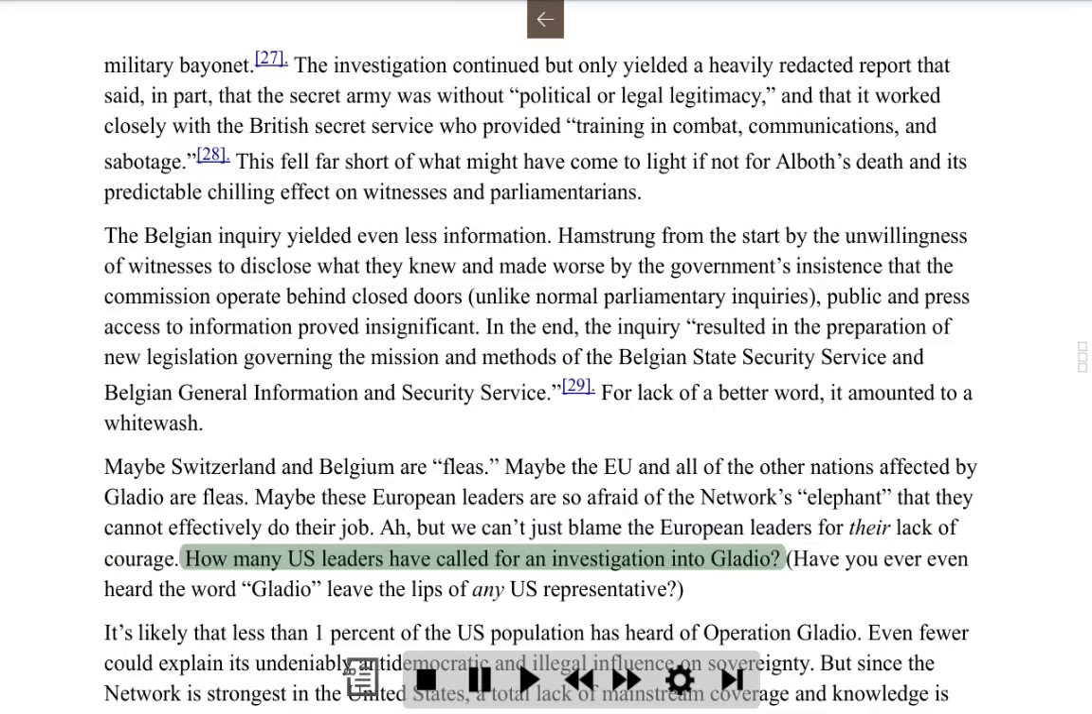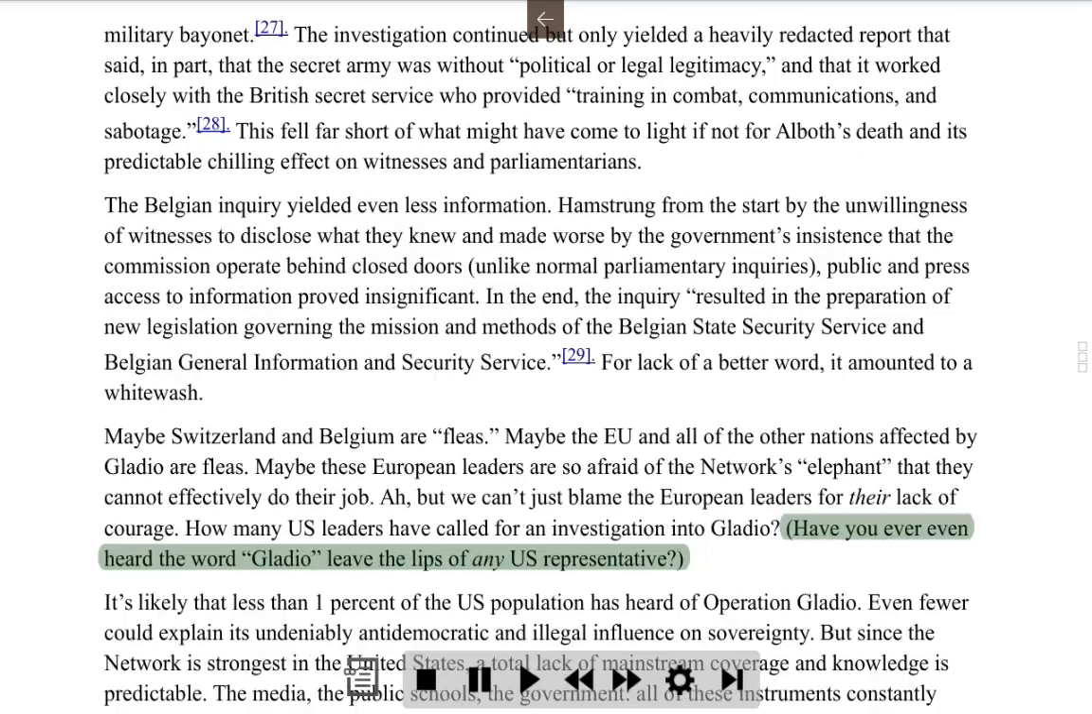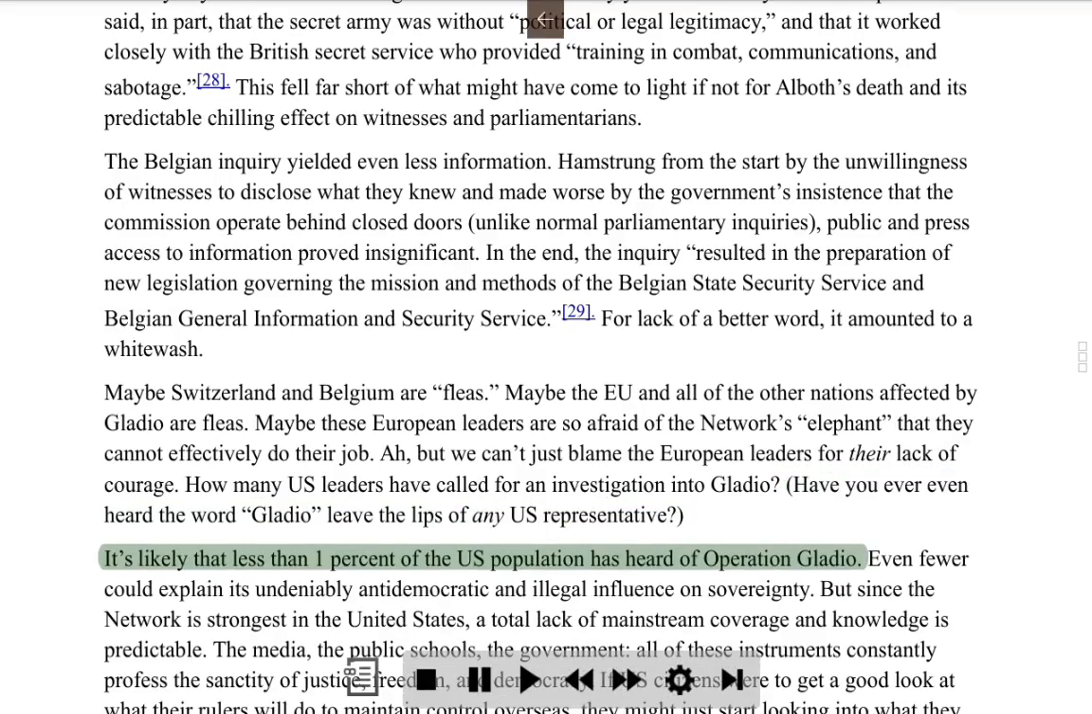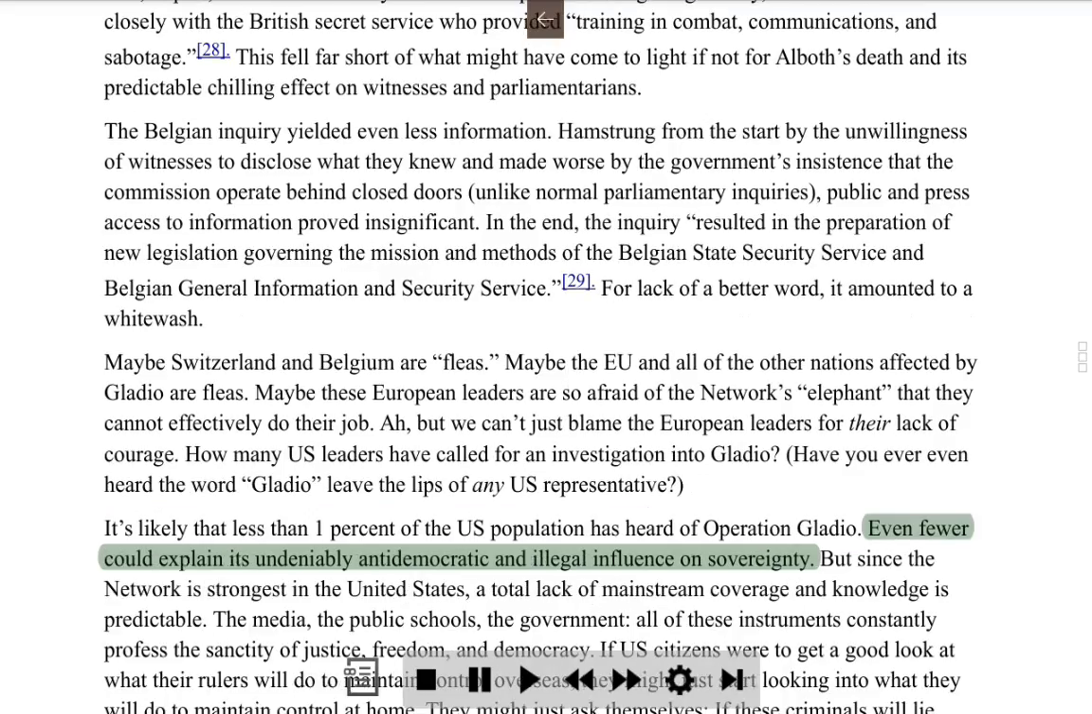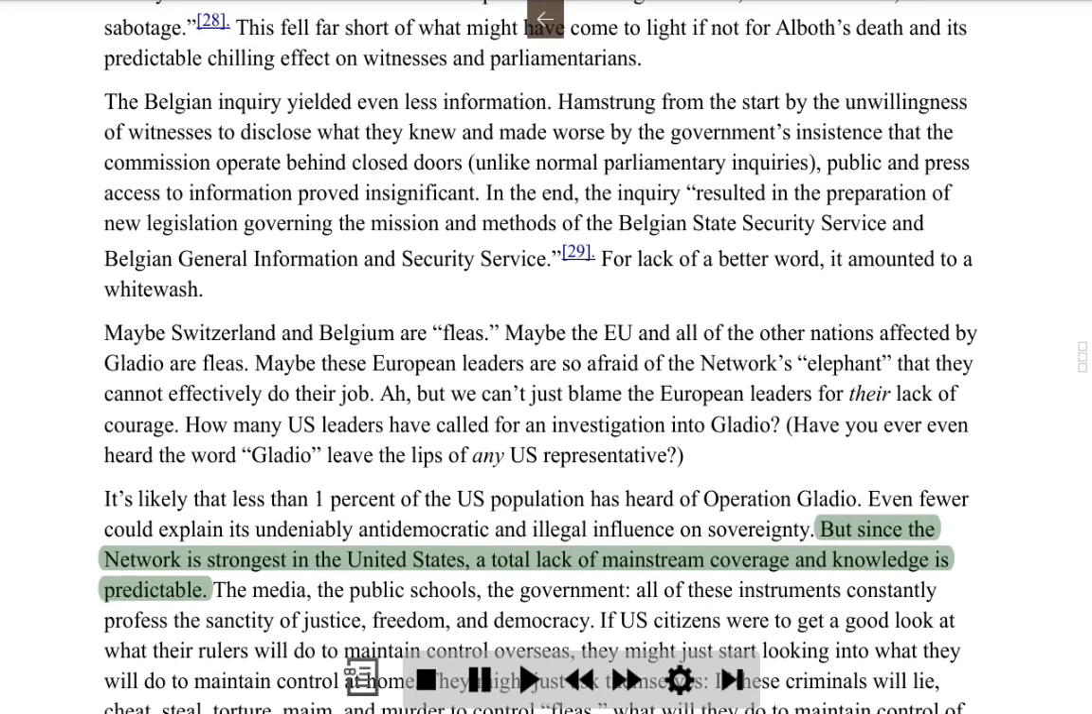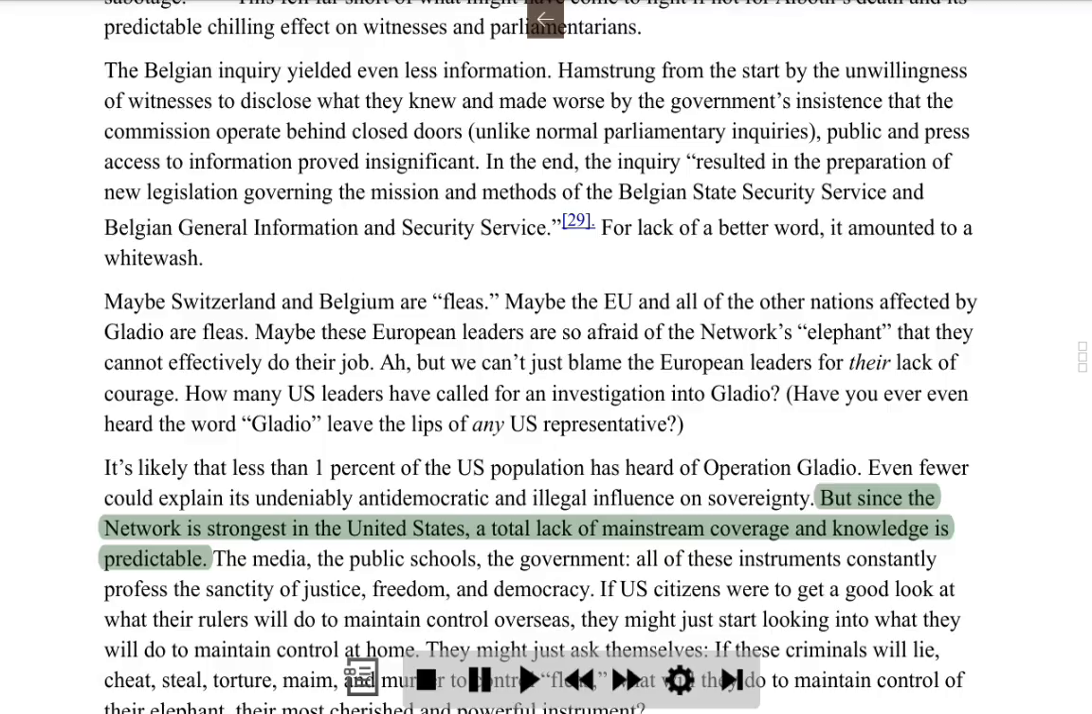How many US leaders have called for an investigation into Gladio? Have you ever even heard the word Gladio leave the lips of any US representative? It's likely that less than 1% of the US population has heard of Operation Gladio. Even fewer could explain its undeniably anti-democratic and illegal influence on sovereignty. But since the network is strongest in the United States, a total lack of mainstream coverage and knowledge is predictable.